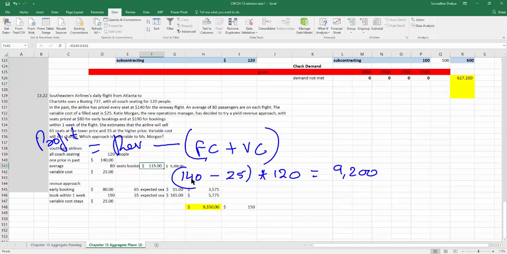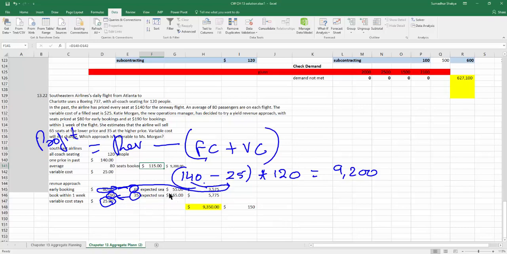The next thing they're saying is that this 140 is broken down. How is it broken down? It's broken down into early booking and booking within a week. So $80 and $190. The variable cost is the same. Now by doing so, they book a different number of seats. So 65 seats are booked at the early price, 35 seats are booked at the last minute booking price.